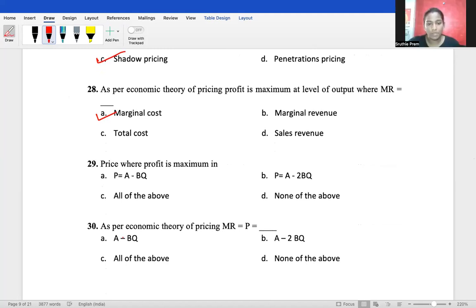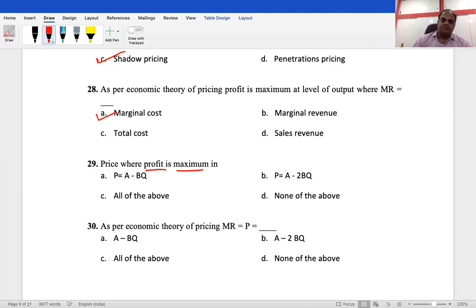Price where profit is maximum: P is equal to A minus BQ, P is equal to A minus 2BQ, all of the above, none of the above. Pricing in economic theory, P is equal to what? A minus 2BQ or A minus BQ? Kindly refer to the theory. MR is equal to P is another theory. The price equation is A minus BQ. So maximum profit is at what?